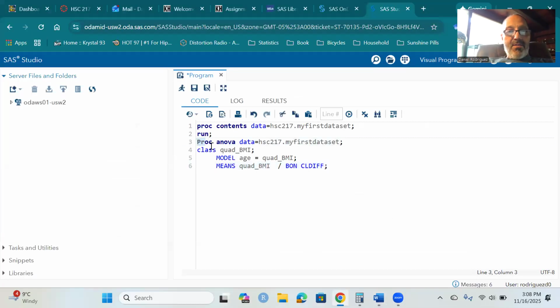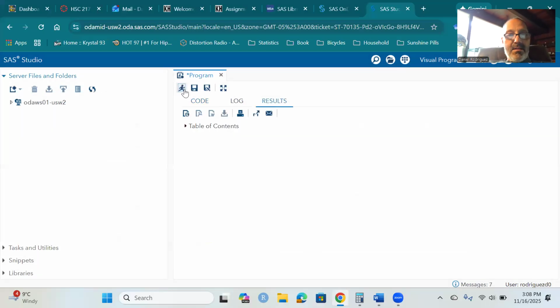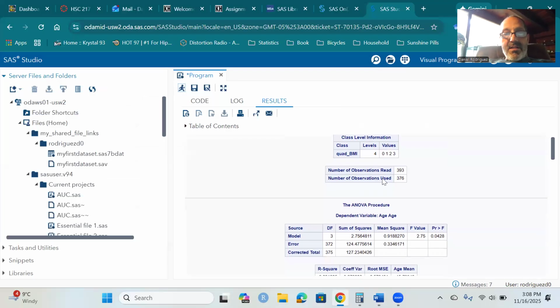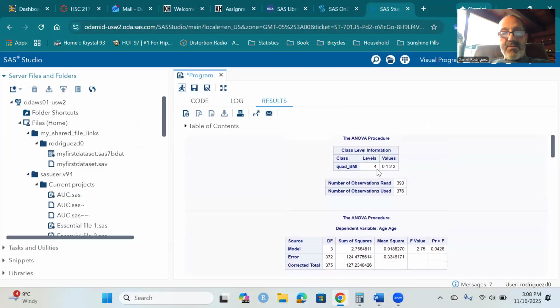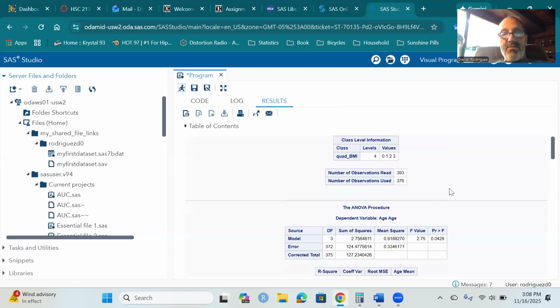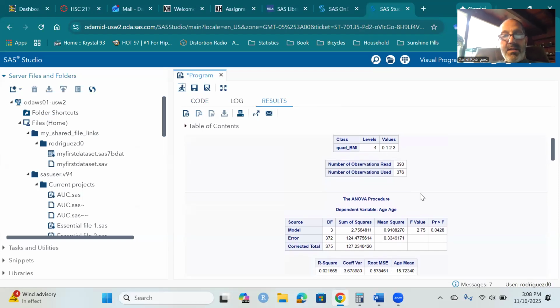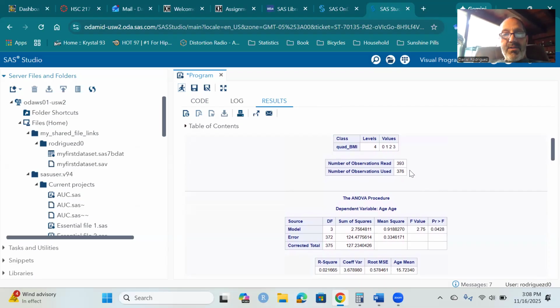So we do the proc ANOVA. Here's what my results look like. It tells me here's my class. We have these different values, 0, 1, 2, 3. So there's four different values, four different levels, excuse me. And then we have 393 observations, the number of observations used.